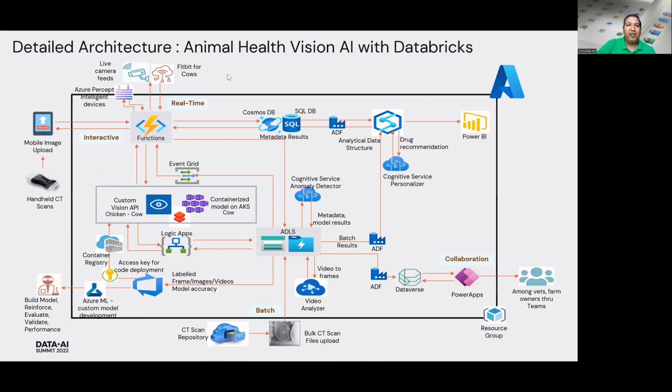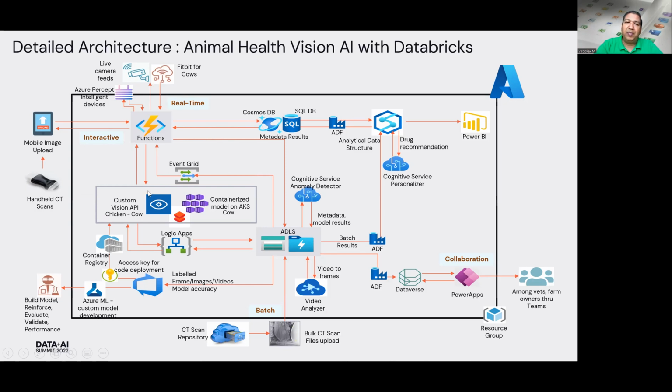Now, if you think about this from a broader perspective, a more IoT-specific or sensor-sensitive perspective, you have live camera feeds coming in. Azure Percept intelligent devices could be at the edge providing that feed. Fitbit for cows, those kinds of Fitbit IoT devices, come in and help track the movements of cows in real time. Also taking images through mobile, image uploads, and handheld CT scanners, which can be more portable and usable in the field. All of this comes in through this kind of architecture, as you can see here.